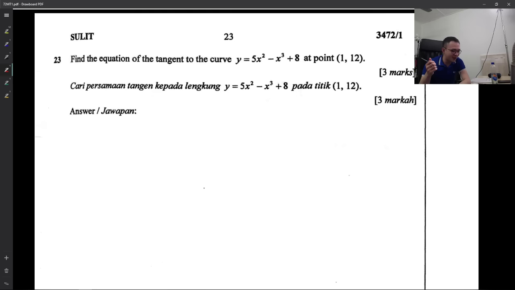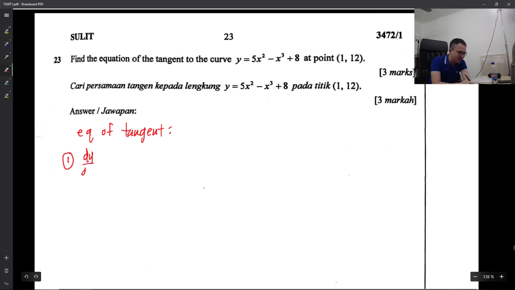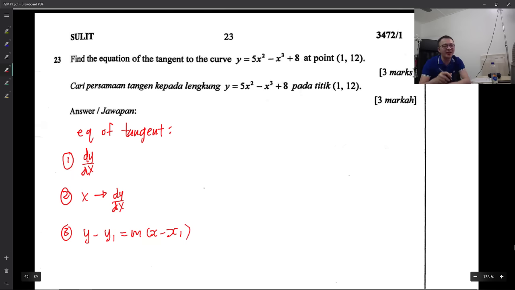Okay, so find the equations of the tangent to the curve. Equation of tangent, I say so many times, equation of tangent. This is a short form for equation of tangent. Some steps you just remember, they always work. First thing, do dy dx. Second thing, sub x value into dy dx. And third step, form the equation using y minus y1 equals to m times x minus x1. You just copy down these 3 steps. Whenever the question asks you to find equation of tangent, follow these 3 steps, you can easily get full marks.